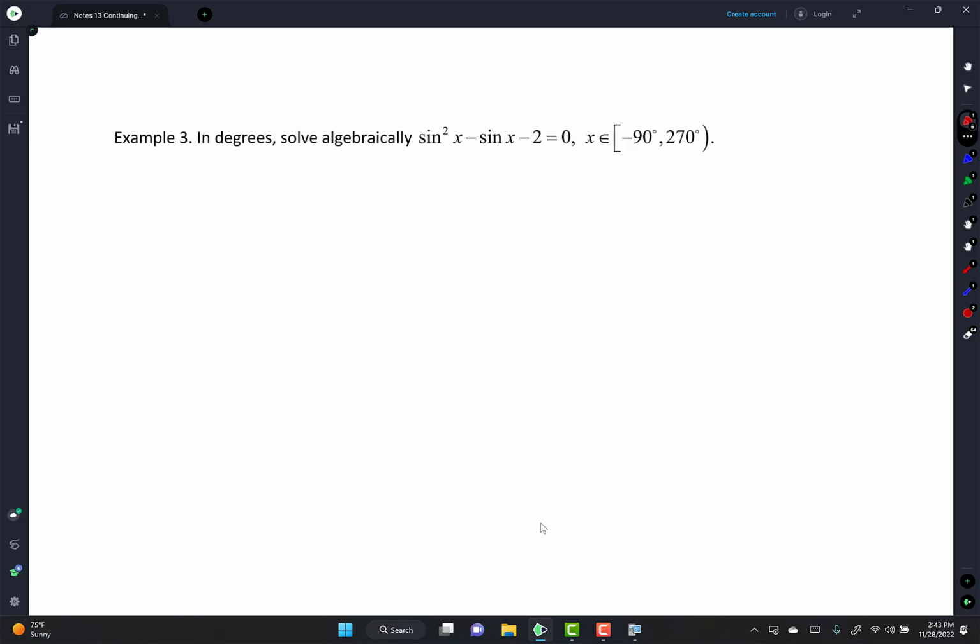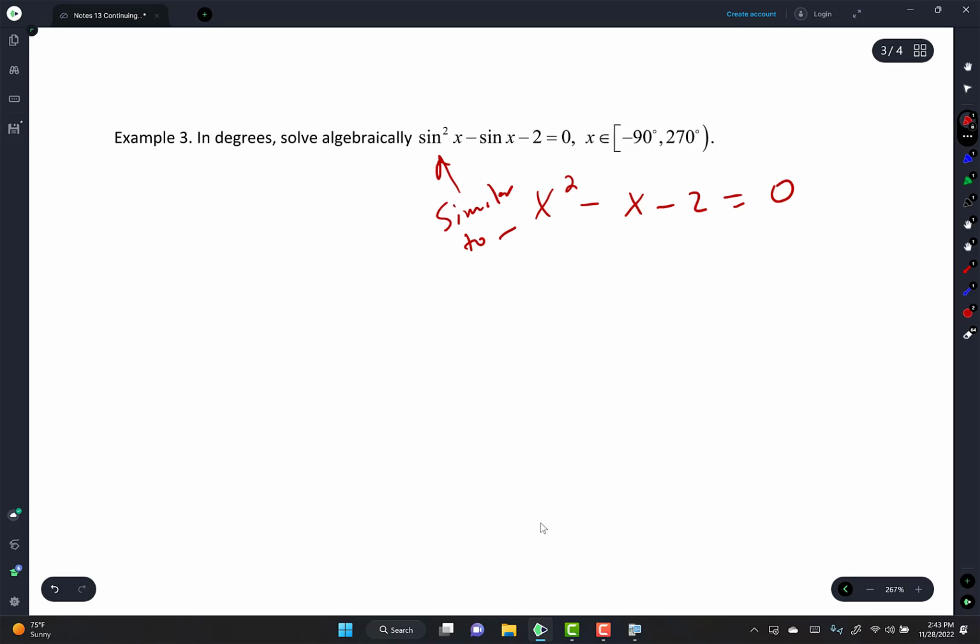We got 2 left. This is factorable. Remember, you had something like this in algebra 2, x squared minus x minus 2 equals 0. This is similar to that. When you had that in algebra 2, what would you do? You would factor it. Either that or you'd use the quadratic formula. But this one you don't need the quadratic formula because it's factorable.